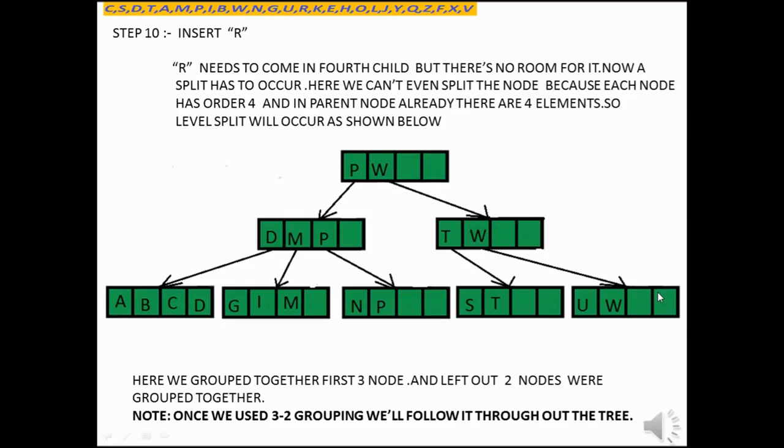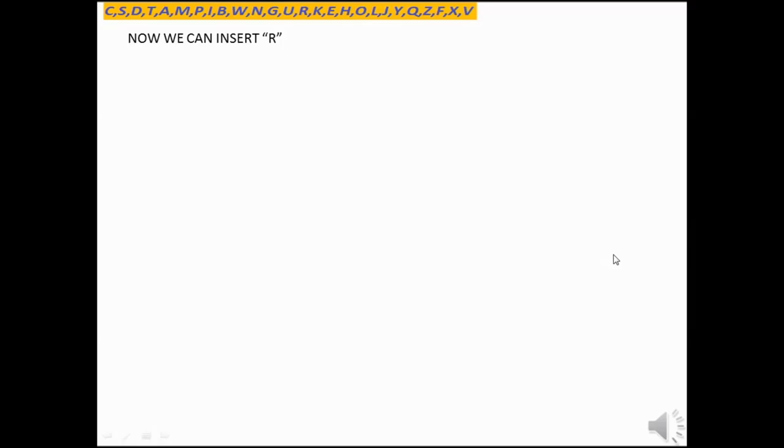So if you see the hierarchy, our tree has spread to 2 levels, right? And you can note it in the table. One point to be noted is that once you have started using 3-2 grouping, you will follow it throughout the tree. Don't change it to 2-3 in between. So now, as we have created the space for the insertion of R, we will insert it there. See the position of the arrow.